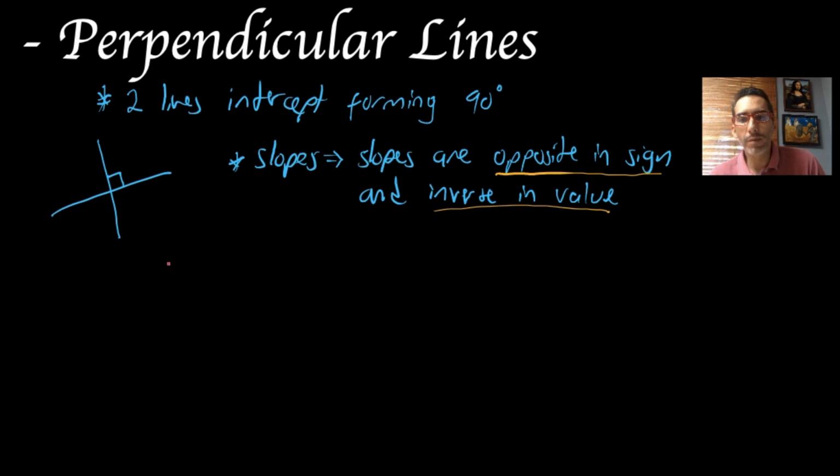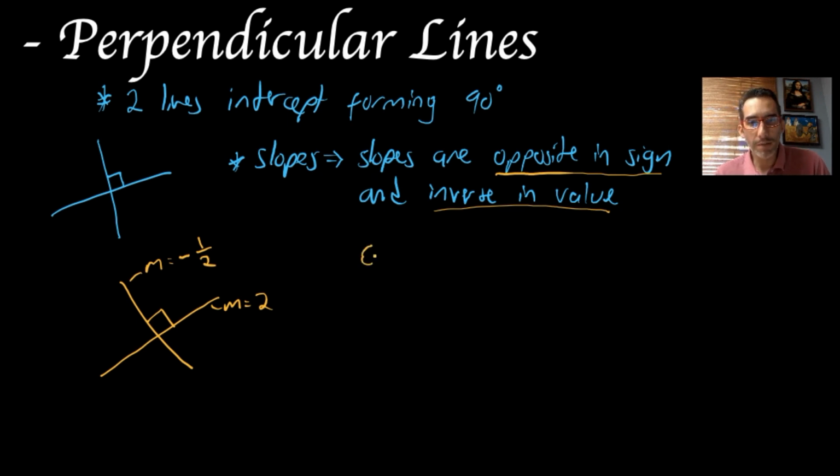Let's draw here an example. Let's say that I have these two lines, okay? And they are perpendicular here. So let's say that the slope of this line is, I don't know, 2. So the slope of the perpendicular line, again, they are opposite in sign. This is positive 2, so I know that the slope of the perpendicular line is negative. And inverse in value. So what is the inverse of 2? The inverse of 2, if you remember, is equal to 1/2. Okay, is that clear?